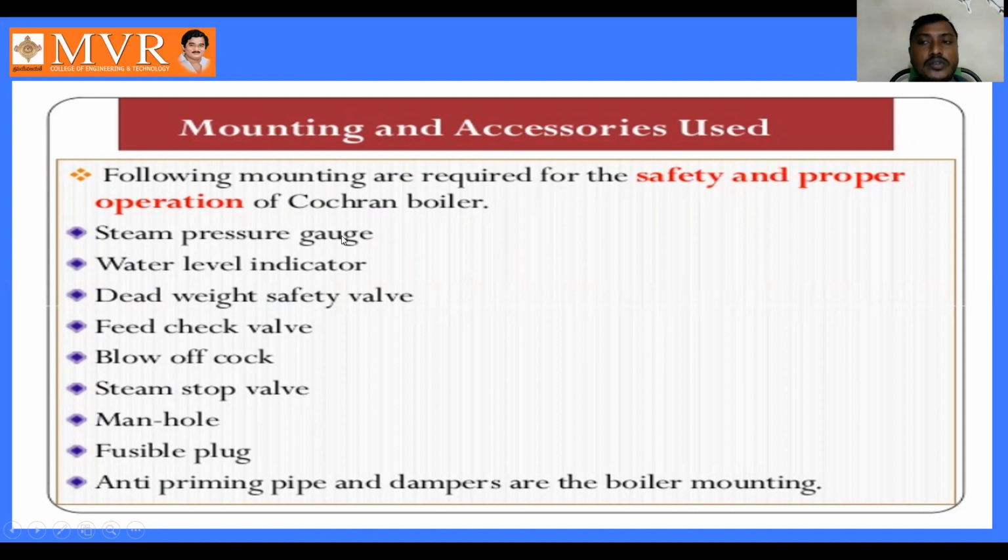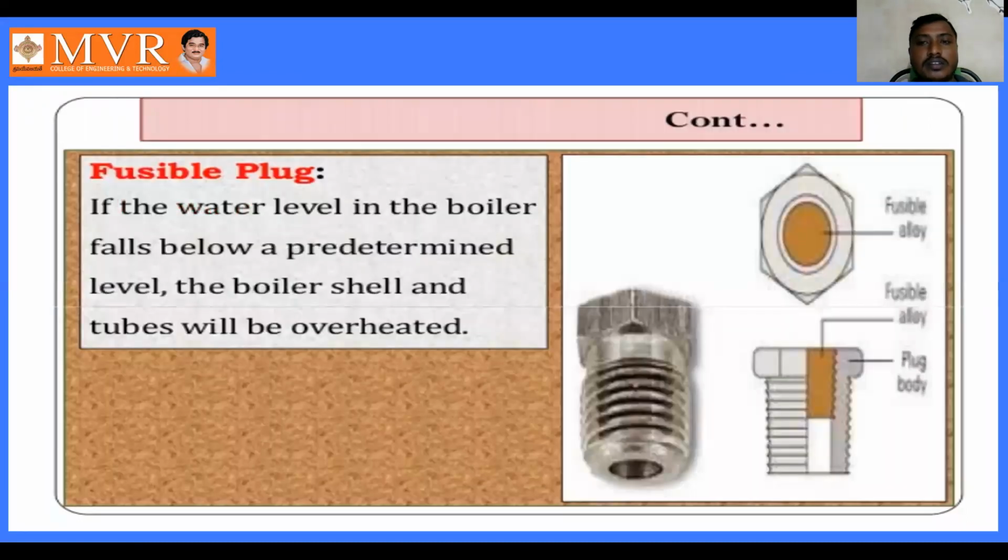Here we are using a steam pressure gauge, water level indicator, dead weight safety valve, feed check valve, blow off cock, steam stop valve, manhole, fusible plug, anti-priming pipe and dampers. These are some of the boiler mountings and accessories which we are using in the boiler. Here we can study about this fusible plug.